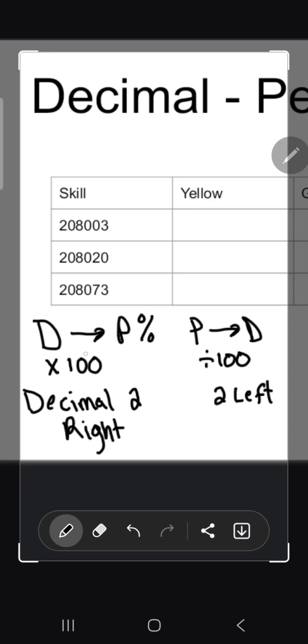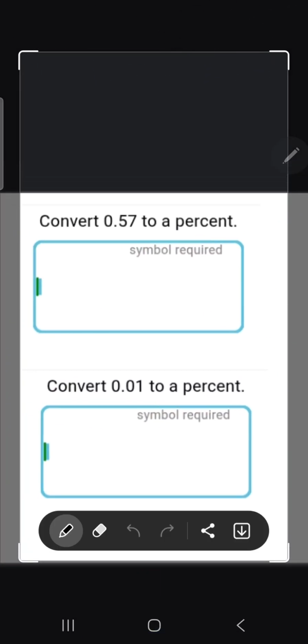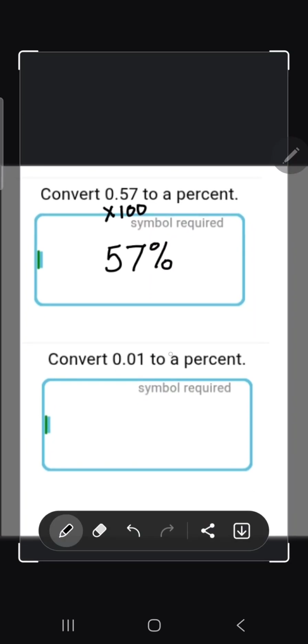So for the purposes of this lesson today, I will be using multiply by 100 and divide by 100 when I convert. So let's take a look at these four problems. So we're starting with a decimal, and we want to convert it to a percent. So in order to do that, I'm going to multiply by 100. I'm going to take 0.57 and I'm going to multiply by 100. And that's going to give me 57%. For the next problem, I have 0.01, and I'm going to convert that to a percent. So I'm going to multiply by 100, and 0.01 times 100 would be 1%.